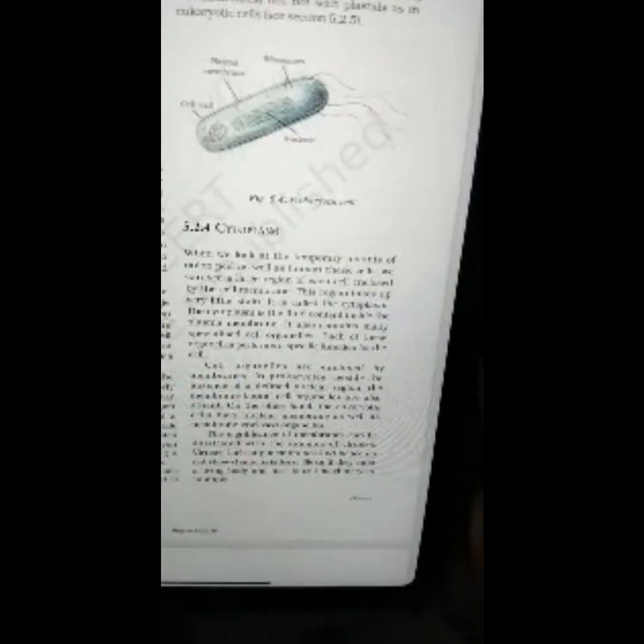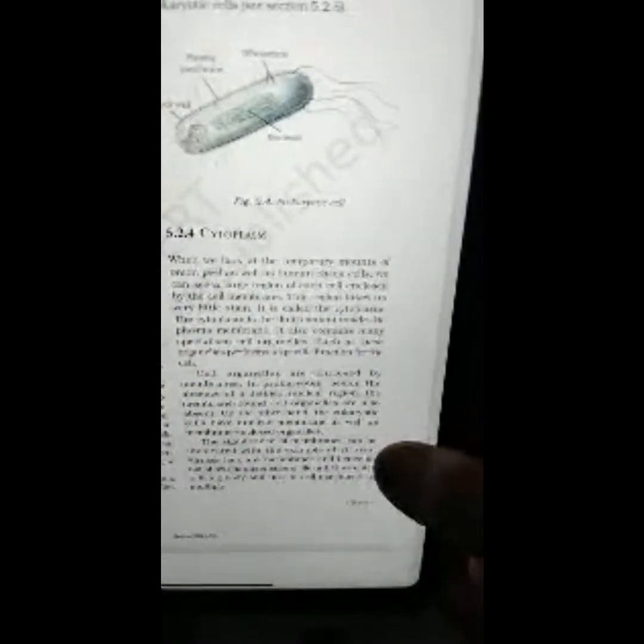Cell organelles are enclosed by membranes. In prokaryotes, besides the absence of a defined nuclear region, the membrane-bound cell organelles are also absent. On the other hand, the eukaryotic cells have nuclear membrane as well as membrane-enclosed organelles. The significance of membranes can be illustrated with the help of viruses. Viruses lack any membrane and hence they do not show characteristics of life until they enter a living body and use its cell machinery to multiply.